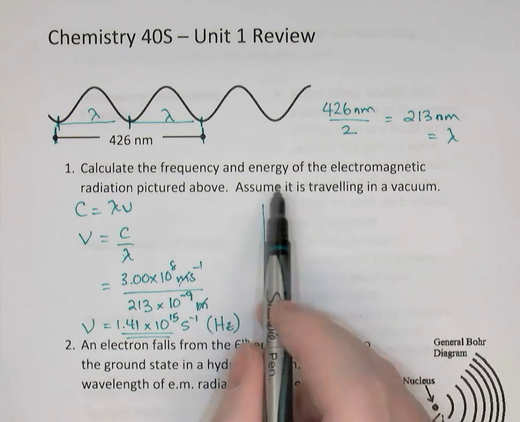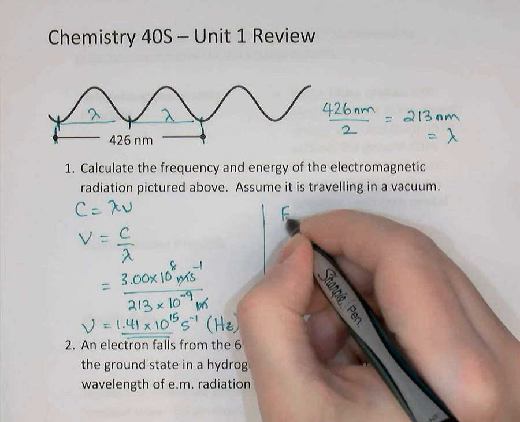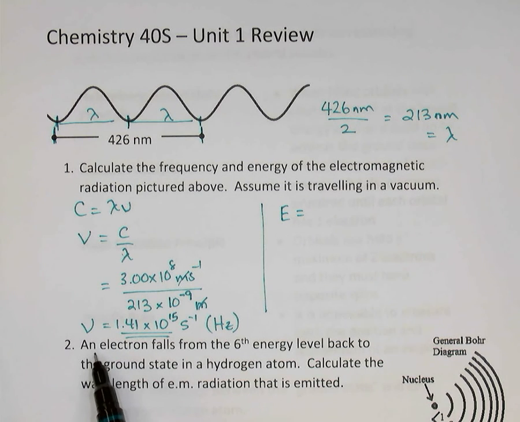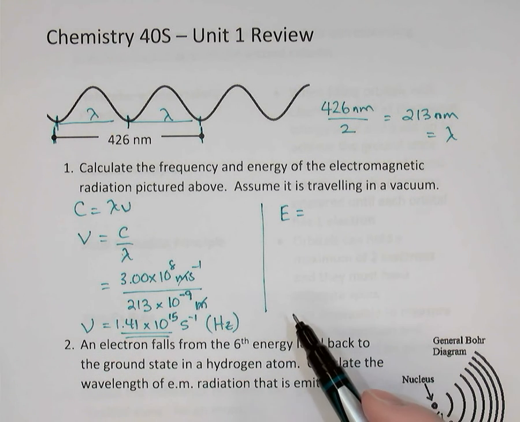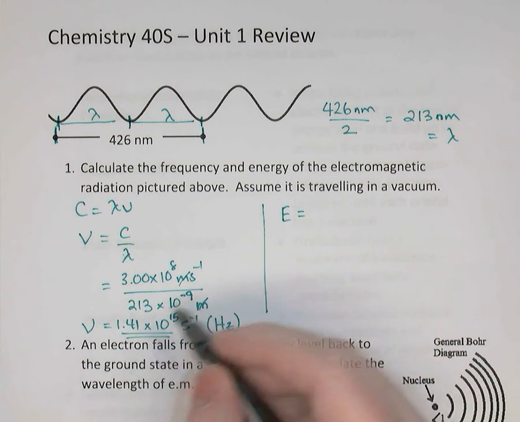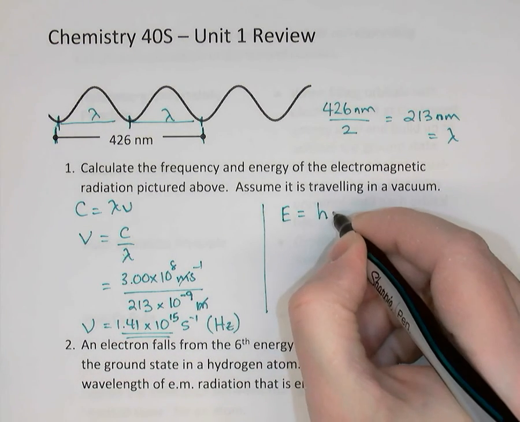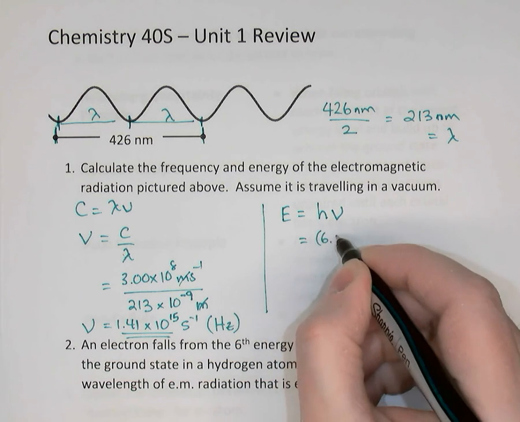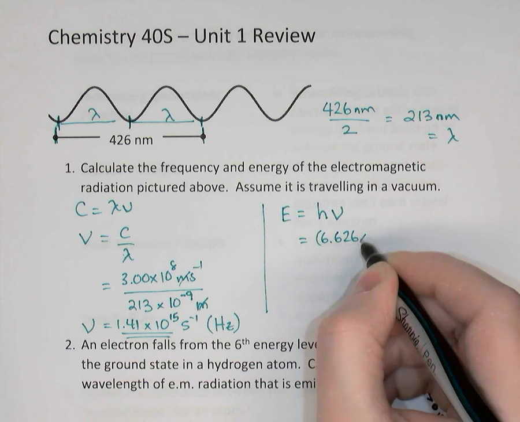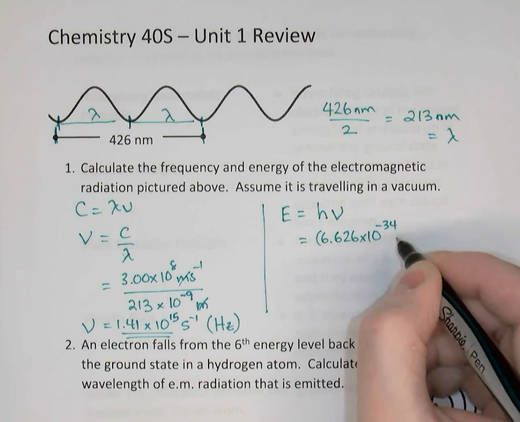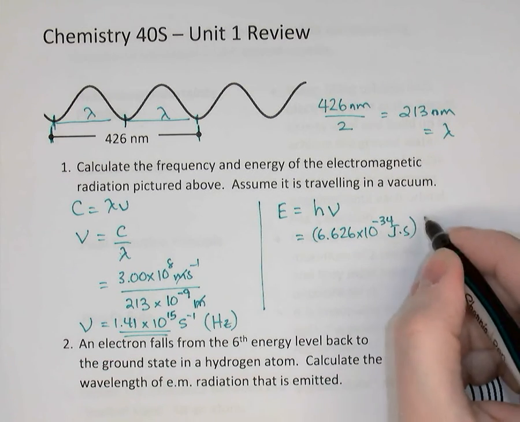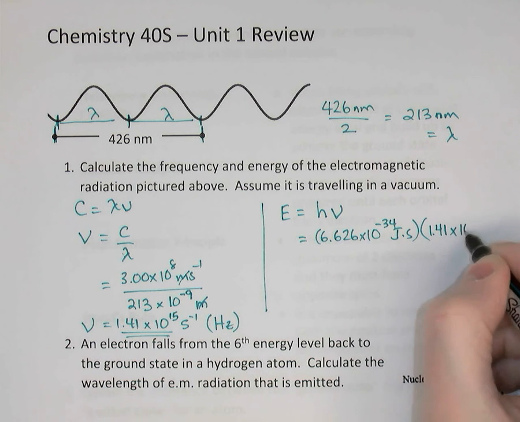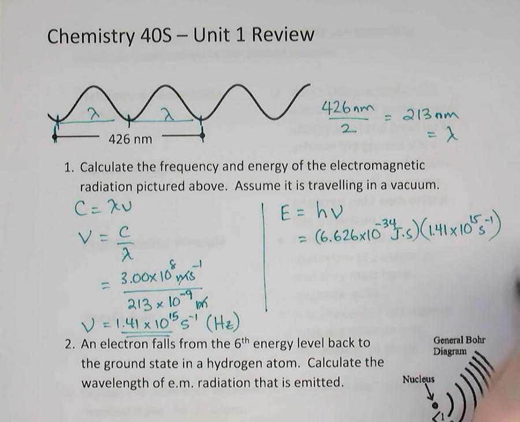Now we want to calculate the energy of the radiation. To do that, we'll use Planck's equation, and we could use either E equals h nu, since we now know the frequency, or E equals hc divided by lambda. I'll use E equals h nu here. So h, Planck's constant, times the frequency. So Planck's constant, a very, very small number, 6.626 times 10 to the power of minus 34 joule seconds, times the frequency, which we just found, 1.41 times 10 to the 15 per seconds.